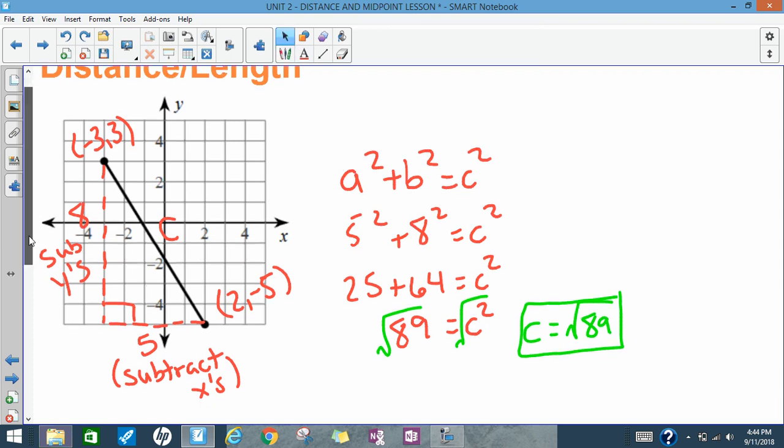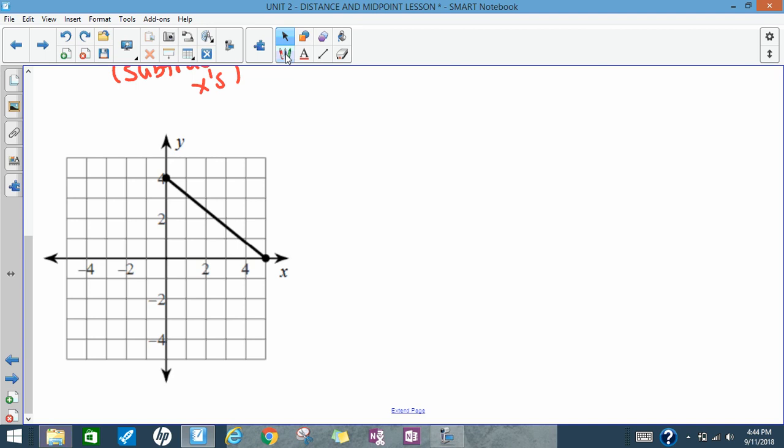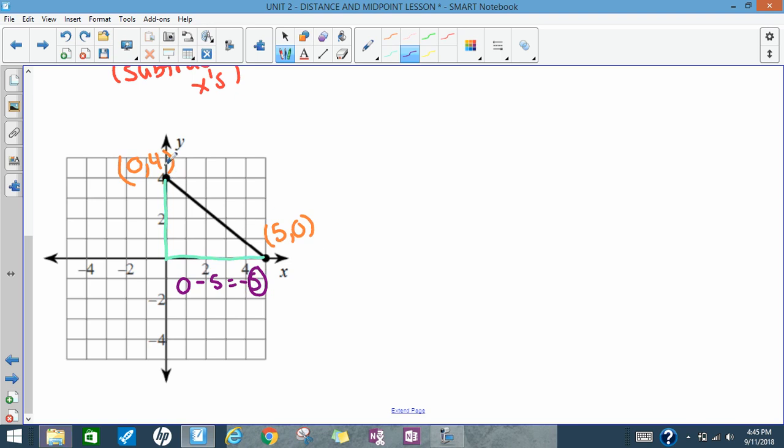So let me try another one. Find the length of this segment. Might be easy to see the right triangle here, but I'll go over it. And I'm going to find the coordinates of each of these points. So 0, 4, and 5, 0. So if I subtract the x's, let me subtract 0 and 5. So 0 minus 5 is -5, and we'll just call it +5. Here I want to do 4 minus 0. 4 minus 0 is just 4.